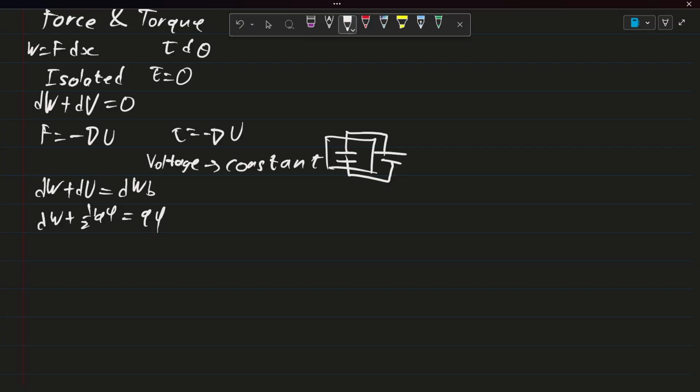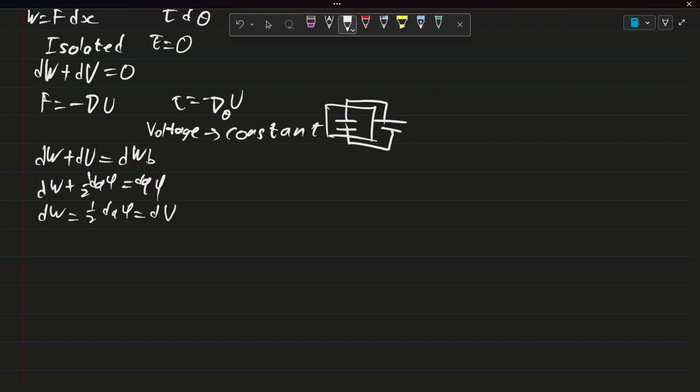Well, technically it's dQ in here. So we can simplify this, and it turns out that dU is half dQ phi, or this is just the dU. So what we can get from this is that the force is the gradient of U with constant potential. And same thing for the torque, it's just the gradient with respect to theta of the potential energy with constant potential. And for the top one, it's just constant charge.